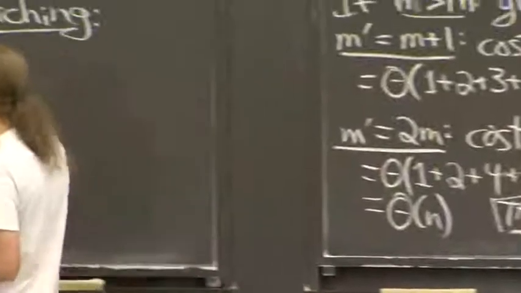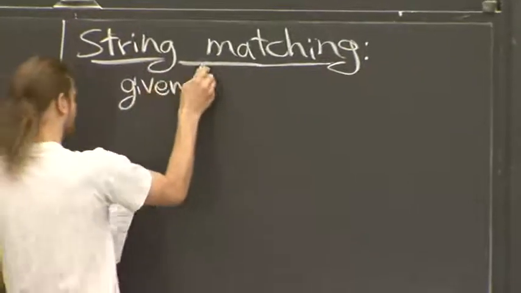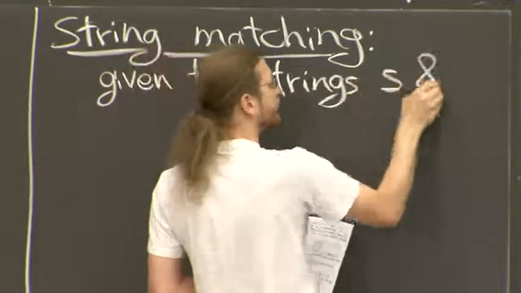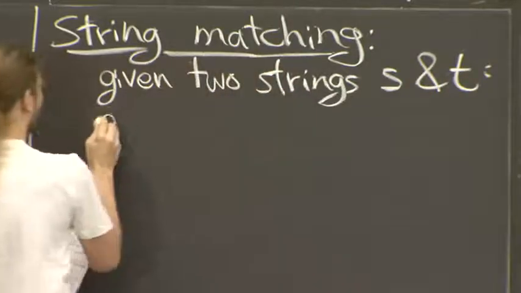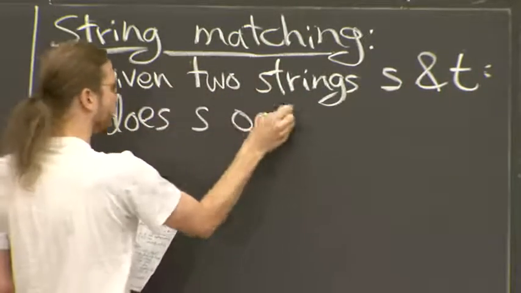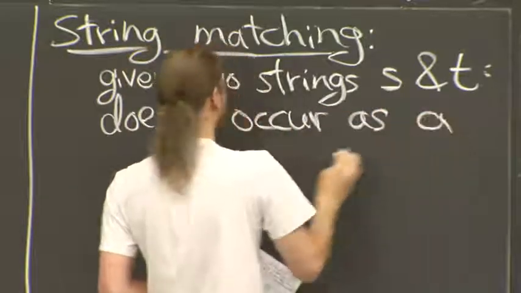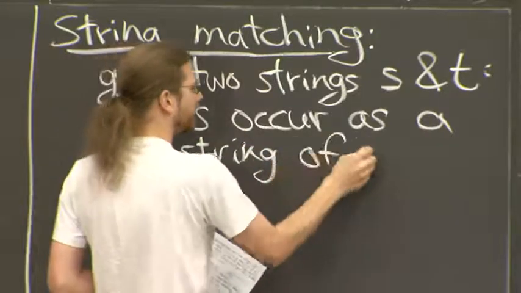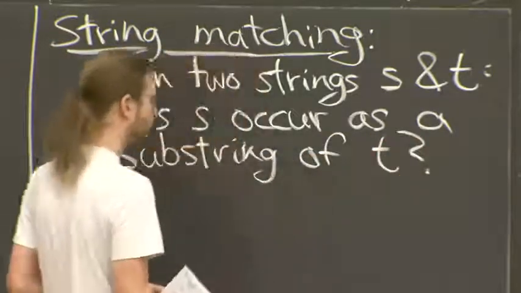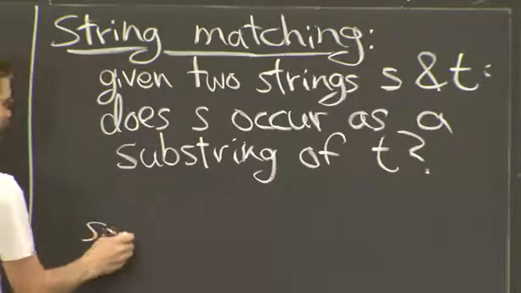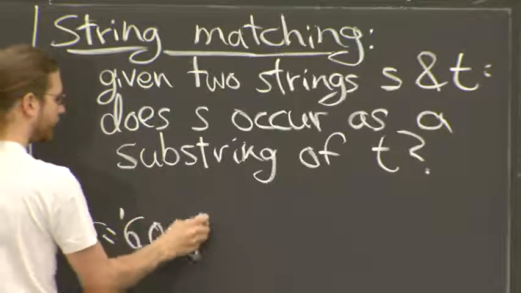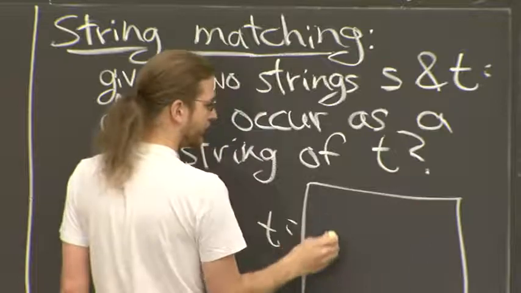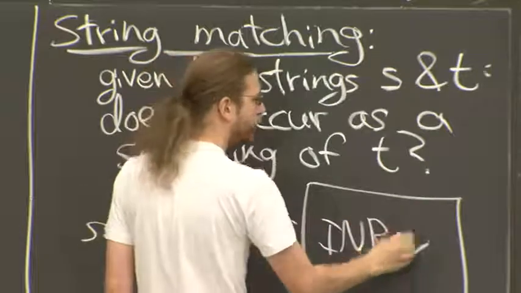So to state this formally, given two strings, s and t, you want to know, does s occur as a substring of t? So for example, maybe s is a string 6006, and t is the mail that you've ever received in your life or your inbox or something.